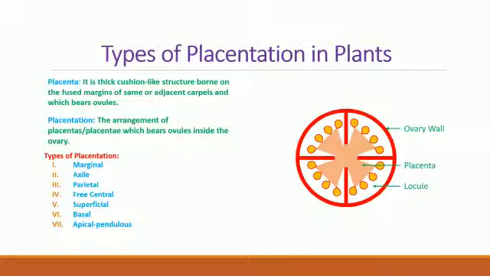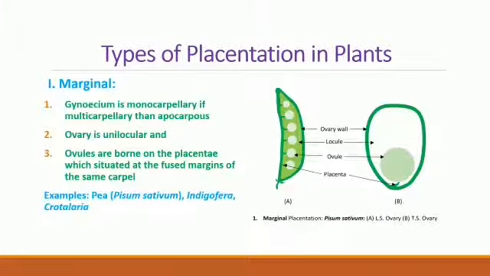bear numerous ovules. In flowering plants, there are 7 types of placental arrangement, and these are marginal, axial, parietal, free central, superficial, basal, and apical pendulous. Now, I will explain one by one. First of all, the marginal.